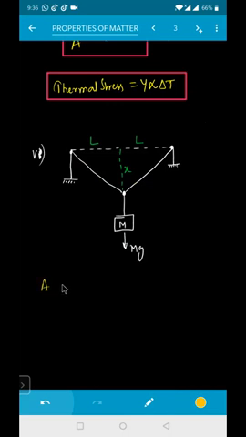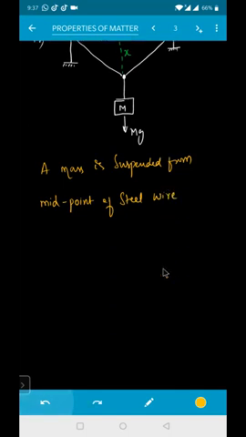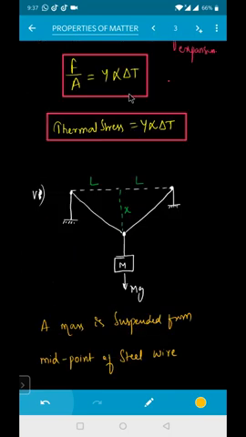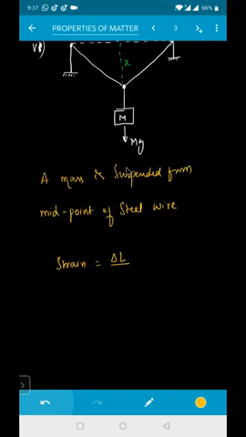So what I can write as the point here is: a mass is suspended from the midpoint of a steel wire. Okay. So strain developed will be equal to how much? Strain will be equal to change in length by original length. The length will be equal to L plus L, that will become 2L.